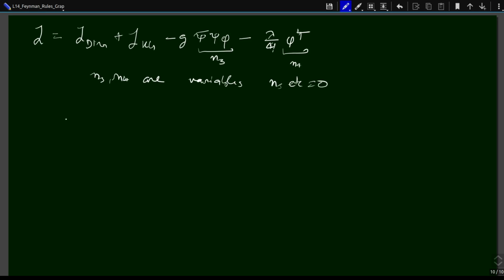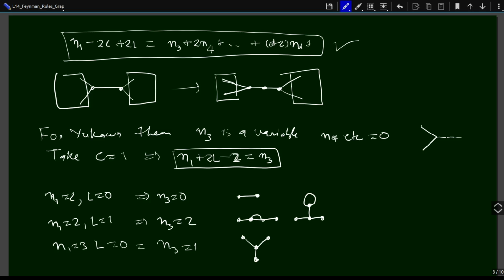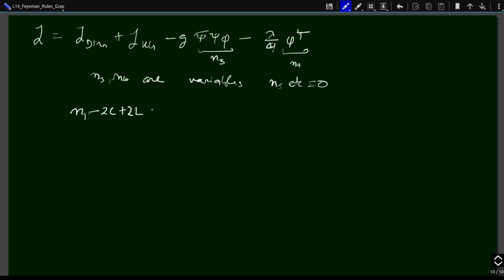Then my expression becomes, for this particular case, 3N1 minus 2C plus 2L, right? That was the expression. Yeah, minus 2C plus 2L is equal to N3 plus 2N4, with a constraint that N1, N3 and N4 are greater than or equal to 0 and integers.